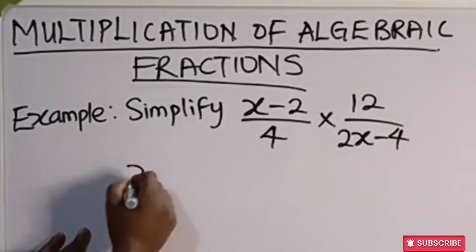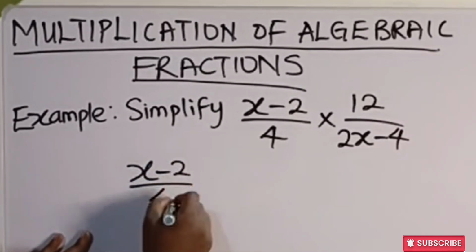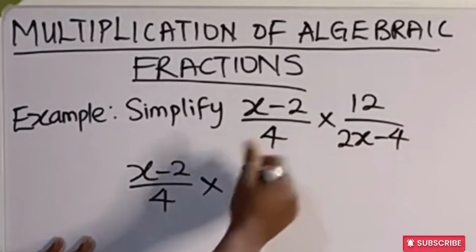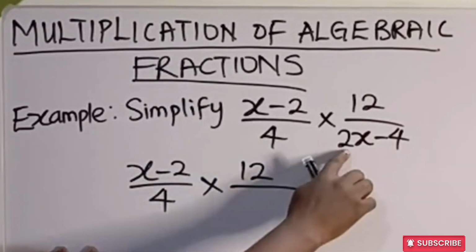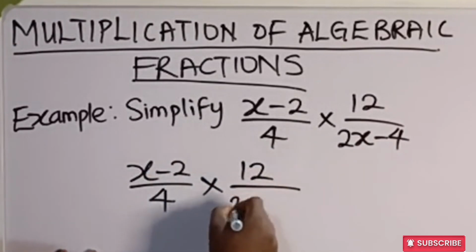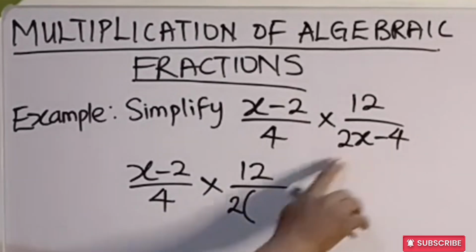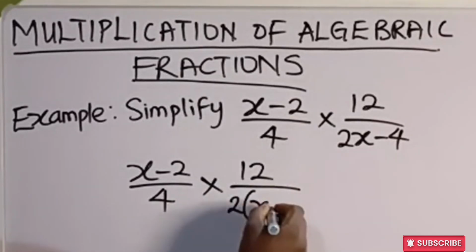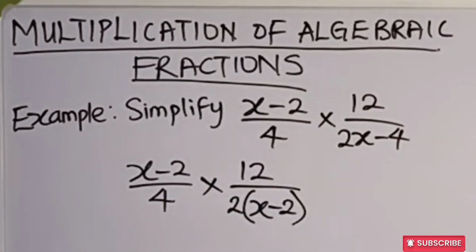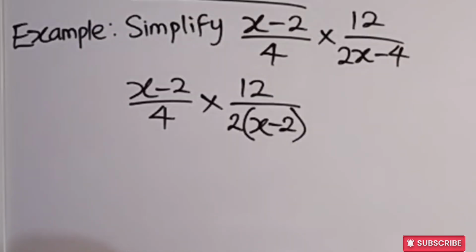So this will give us x minus 2 all over 4 multiplied by 12. And then we factorize this. 2 is common between 2x and 4, so we have 2 brackets. 2x divided by 2 will give us x. Minus 4 divided by 2 will give us minus 2. So we have been able to factorize that. The first step is to identify opportunities to factorize. The second step is to look at the numerators and denominators and see values that you can cancel out.